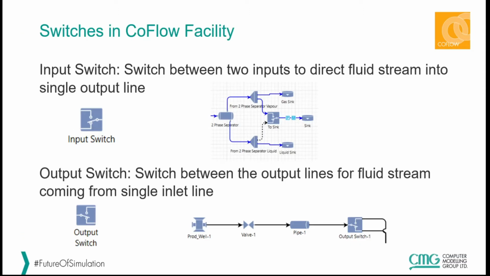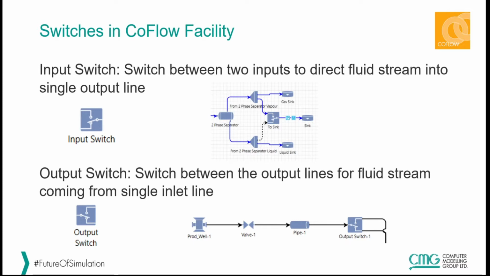Switches in CoFlow Facility are divided into two different types, input switch or output switch. In the input switch, the switch is between two inputs to direct the fluid stream into a single output line. As an example, we are showing here how we have used the input switch to direct either the vapor phase or a liquid phase from a two-phase separator into the sink delivery point in this facility.